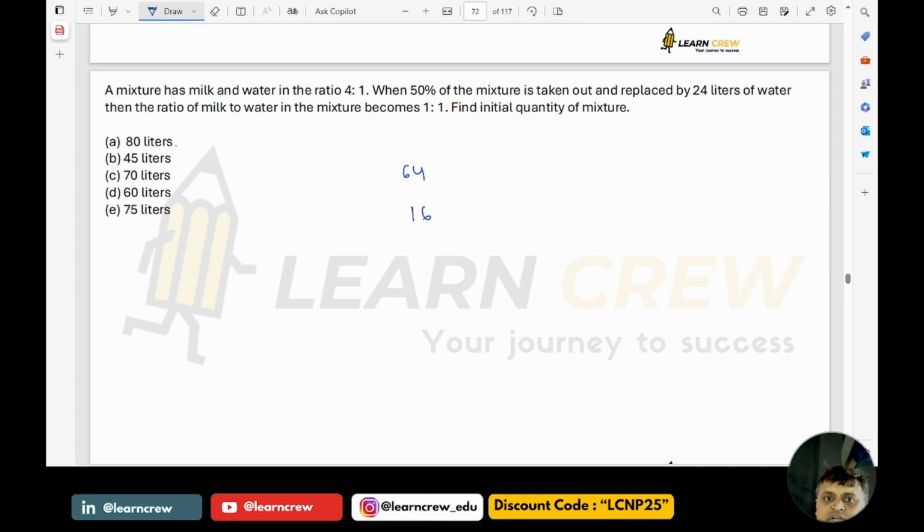Now 50% of the mixture is taken out, so 40 is taken. Out of 40, again 4:1, 5 parts is 40, so 1 part is 8 and 4 parts is 32. It is replaced with 24 liters of water. Now 64 minus 32 is 32, 16 minus 8 is 8, and 8 plus 24 is 32. Satisfied, so my answer is correct by taking options.